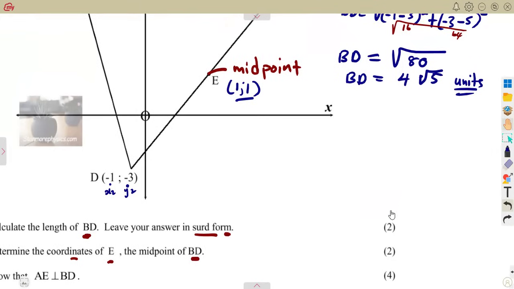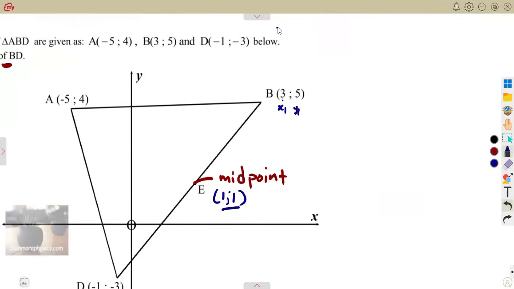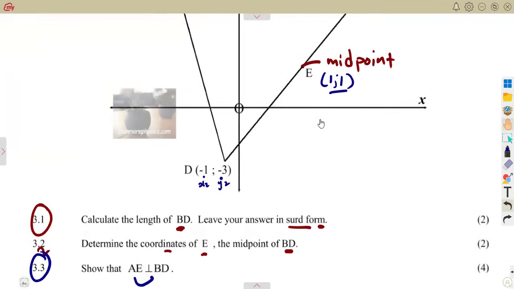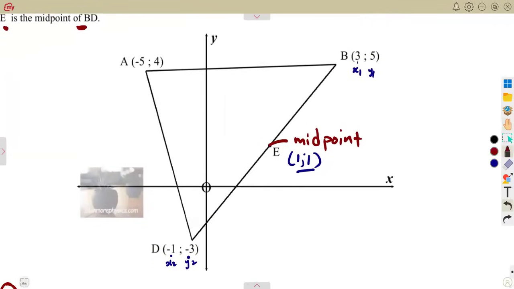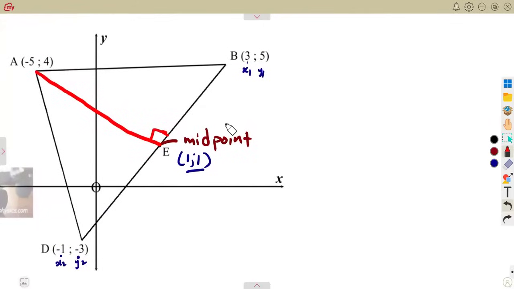All right, let's move on to another question. There we calculated the length of BD. In case we might need this one, let's just write it here: BD is 4 square root of 5 units. Okay, let's move on to another one. Show that AE is perpendicular to BD. Two lines are perpendicular if they meet at 90 degrees. That is what you refer to as being perpendicular. So A to E, like this, and this line BD, they meet at 90 degrees, that is being perpendicular.